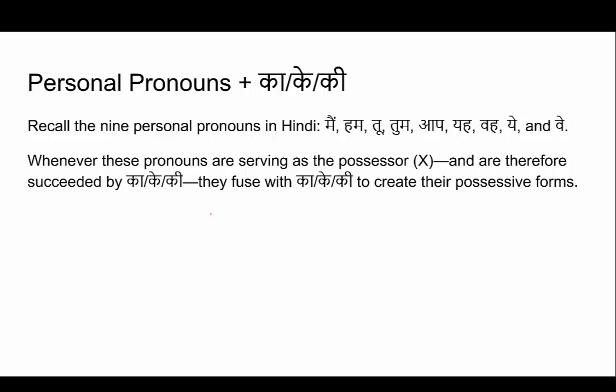Now, recall the general format for any phrase containing ka. X ka y, where you switch out ka with ke or ki depending on whether y is masculine plural, masculine singular, or whether it's feminine. If X is one of the 9 personal pronouns, it will fuse with ka or ke or ki to form a possessive pronoun. And the next few slides will explain this process.